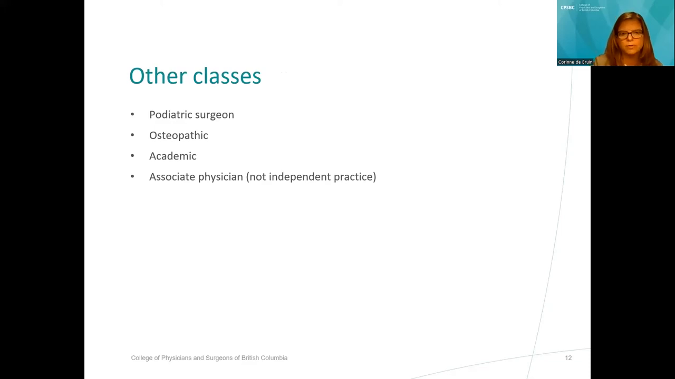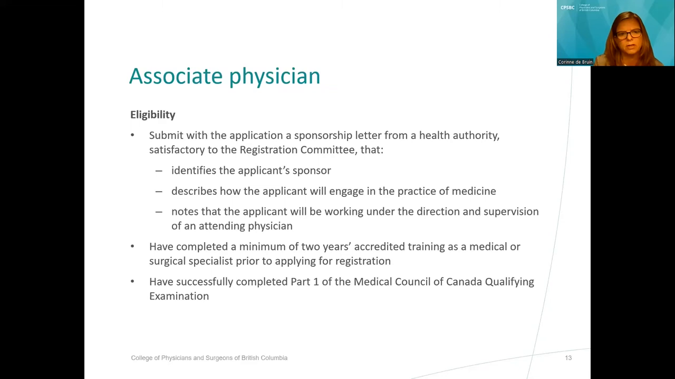This is a class that's not for independent practice, and I'm just going to speak to this on the next slide. So the purpose of this associate physician class is really to provide an opportunity for those physicians that don't qualify for another class of licensure to be able to practice here, but it's under supervision. So they're equivalent to a resident in terms of the kind of work they do and the supervision they have. In order to be eligible, they do need to have an employment contract with the health authority. So they are employees of the health authority. So that's why we have the requirement for the sponsorship letter.